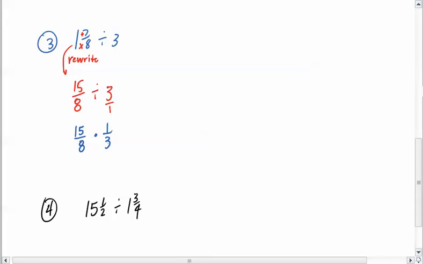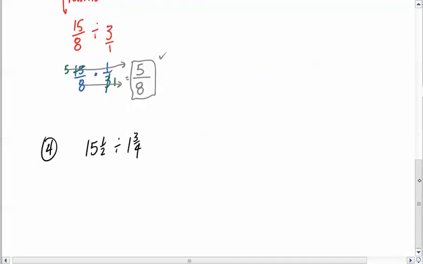Okay, there's that. Before I do the multiplication process, I'm going to check for common factors in the numerator and denominator. I see that 3 is a common factor, so divide by 3, that's 1. Divide by 3, that's 5. Now, let's finish it up. So this is 5, and this is 8. And because I reduced beforehand, this is completely reduced. All right, last one.